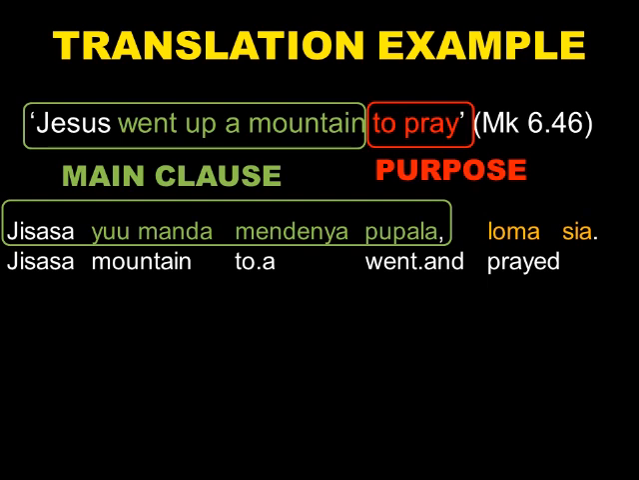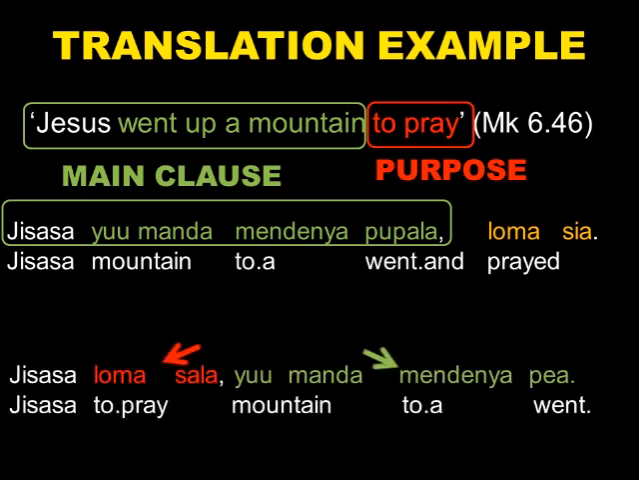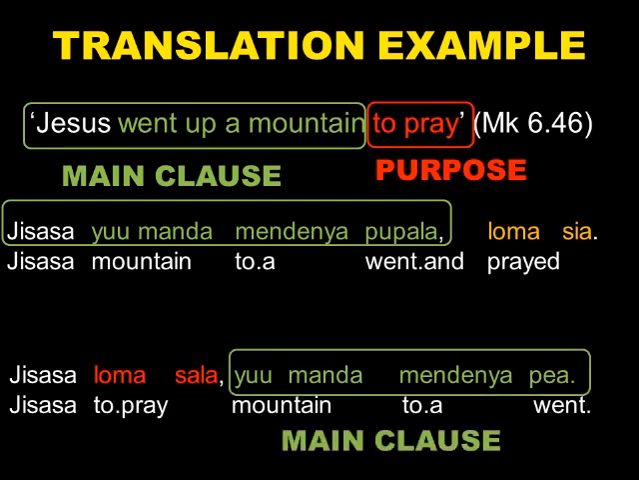In order to translate the purpose correctly as a purpose in Enga, we need to bring the clause about praying before the clause about going up the mountain. So that the sentence says, Jisasa lo masala, yumanda mendenya peya. Jesus, to pray, went to that mountain. Notice that now the main clause is at the end of the sentence, and the purpose clause comes earlier in the sentence.